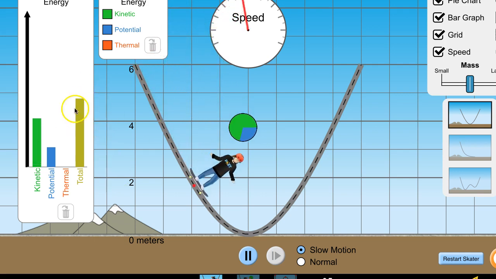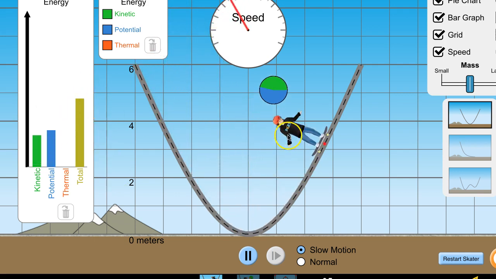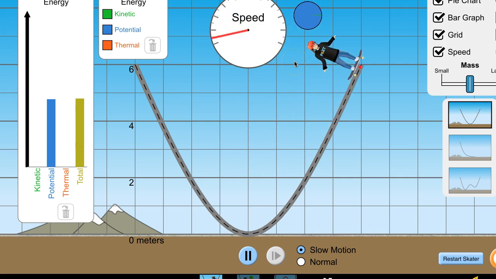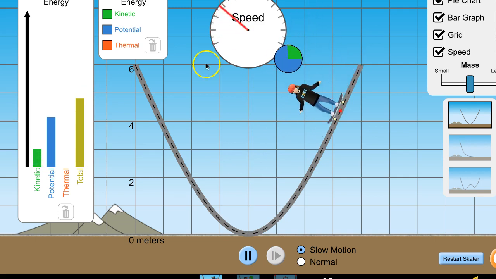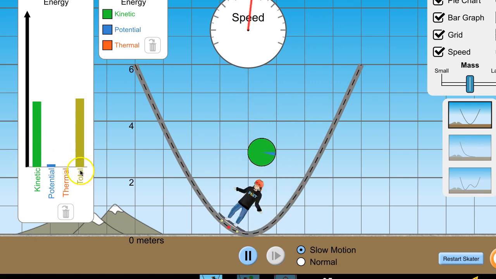You can also see that in our bar graph over here. That amount of total energy is remaining the same. The size of the pie is the same. Energy is not being created or destroyed. It's just being transferred back and forth between kinetic and potential energy.